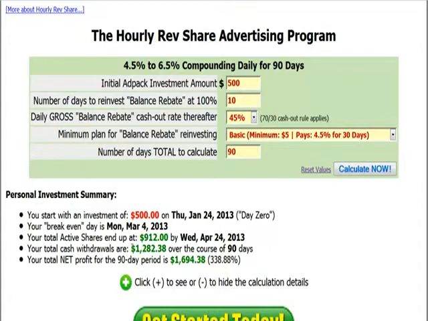Over the course of 90 days, if we follow this pattern of reinvesting in the basic plan, we are going to cash out $1,238. And so this plus this minus this relative to the 500 is the percentage of profit we have made. We still have this much working for us. We took out this much cash. That's $1,694 from a $500 investment. You can call it a purchase or an investment. You are purchasing advertising here.